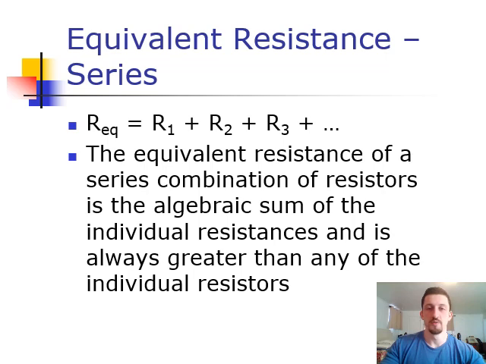Alright, so to talk a little bit more about equivalent resistance, for a series circuit, R equivalent is going to be equal to R1 plus R2 plus R3 plus however many resistors you have. This equivalent resistance of a series combination of resistors is the algebraic sum of the individual resistances, and is always going to be greater than any of the individual resistors. So as you add more resistors in series, you increase the equivalent resistance, because the total sum of the resistors is going to go up. So remember, for resistors in series, this is how you find the equivalent resistance.